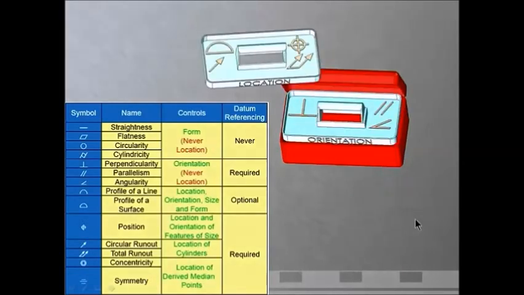Occasionally, though, I have to control the orientation better than location. Now, location gives you orientation for free, always. But if you need to control the perpendicularity, parallelism, or angularity better than the control you're getting with the locating controls, you could refine with one of these.